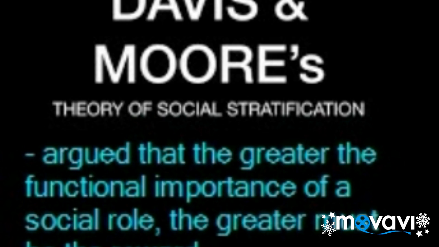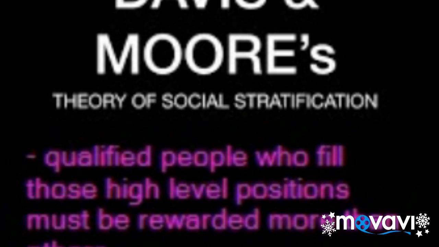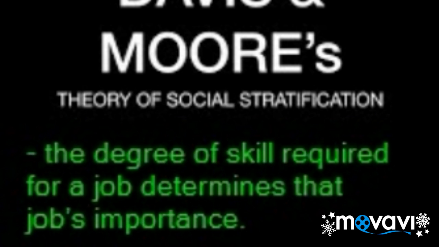The theory posits that social stratification represents an inherently unequal value of different work. Certain tasks in society are more valuable than others. Davis and Moore's theory of social stratification further explained that qualified people who fill those high-level positions must be rewarded more than others. Rewarding more important work with higher levels of income, prestige, and power encourages people to work harder and longer. Davis and Moore stated that, in most cases, the degree of skill required for a job determines that job's importance. They also stated that the more skill required for a job, the fewer qualified people there would be to do that job.